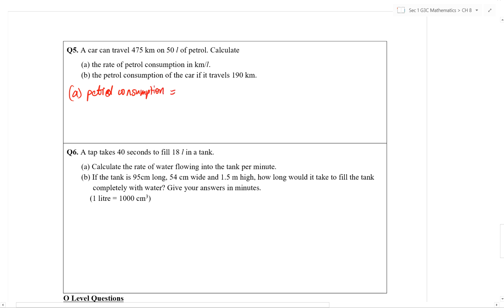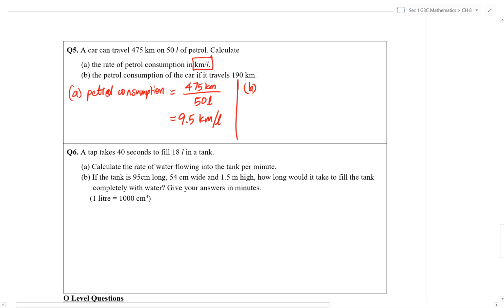Since I want it in kilometers per liter, I will take whatever is the distance, 475 kilometers, divide this by 50 liters. And we get 9.5 kilometers per liter. So part A done. Moving on to part B.